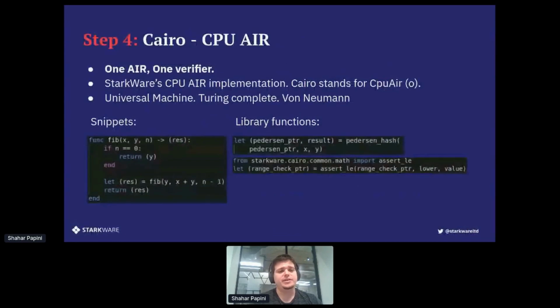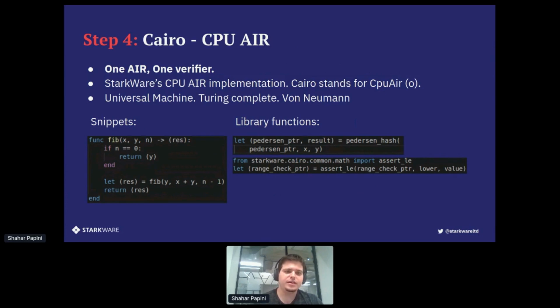This is why we developed Cairo. Now, what is Cairo? Cairo is a specific CPU AIR. It can verify general computation. It's efficient. It's a Turing-complete universal machine, a von Neumann machine. We have a single AIR, a single verifier, to verify every kind of program we can think of.